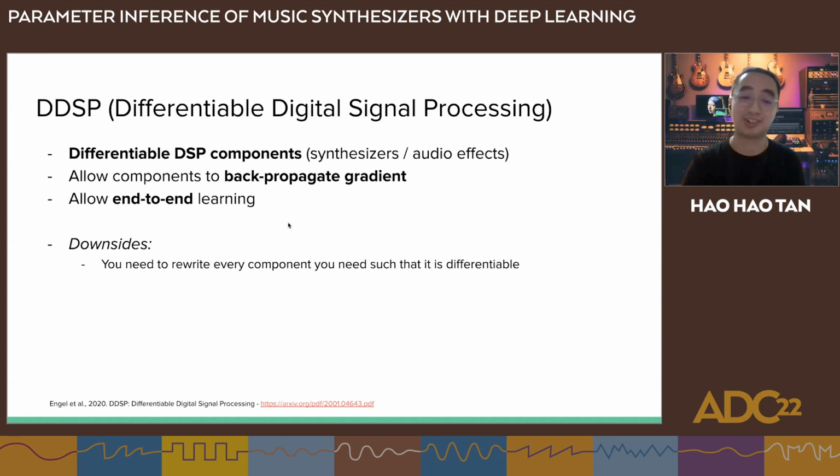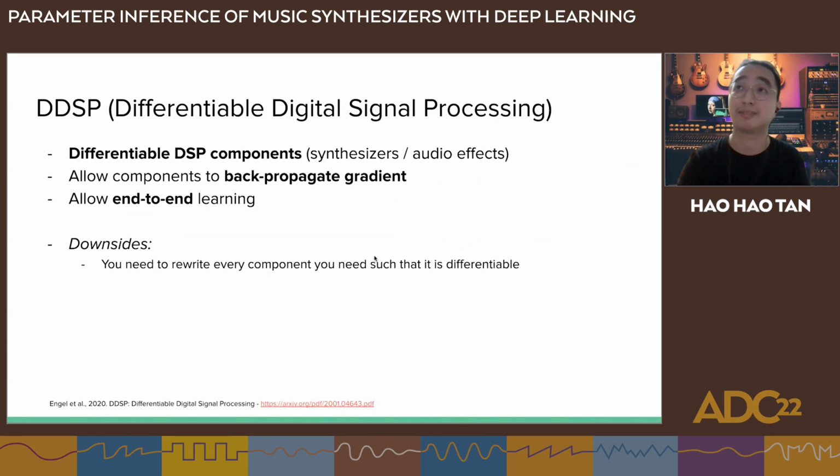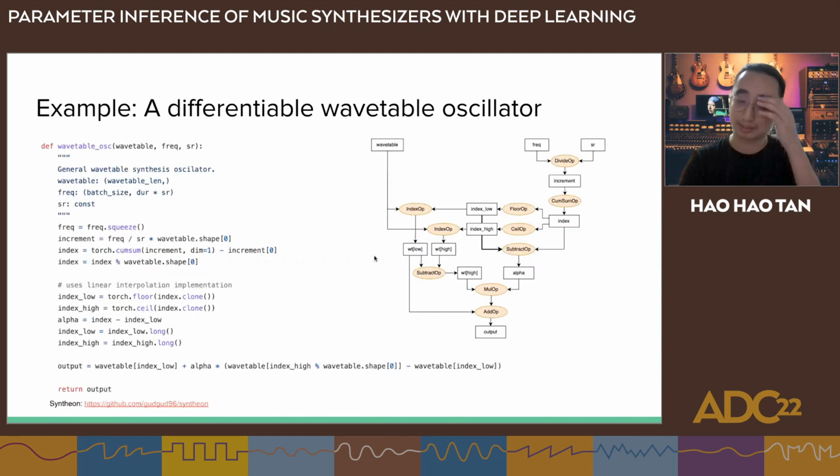But there's a downside, of course, because now you have to write your own synthesizer, which I can guarantee you is pretty painful. You have to rewrite every component you need so that it's differentiable. But this is the trend of the current work that's being done. There are some ideas on how you can do something like gradient approximation, where you treat the synthesizer as a black box, approximate some gradients, and backpropagate from there. I'm not too aware of that, but I know there are some works that have been done. We are not going to talk about that here. We'll talk about DDSP in this case.